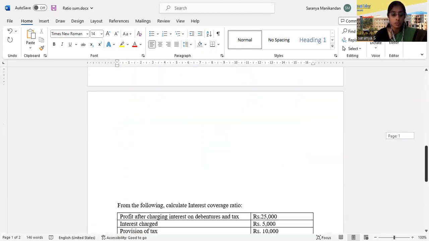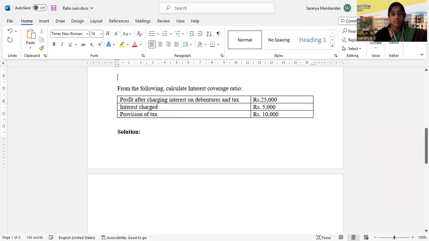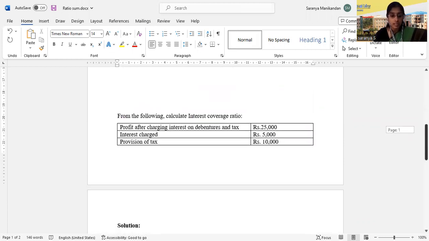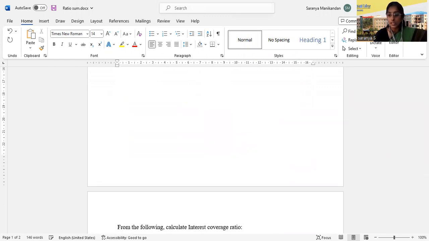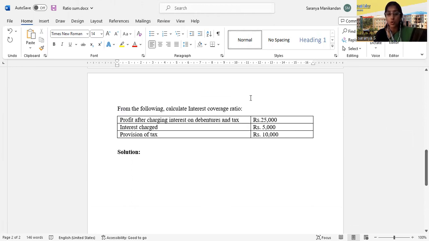We will work out one more sum, that is interest coverage ratio. Okay, so interest coverage ratio is nothing but this ratio indicates whether the business is earning a sufficient profit to pay the interest periodically. Okay, so whether we have that ability, whether we are earning sufficient profit to pay the interest periodically. So first we will discuss the sum. From the following, calculate interest coverage ratio. Profit after charging interest on debentures and tax is 25,000. Interest is 5,000. Provision of tax is 10,000.